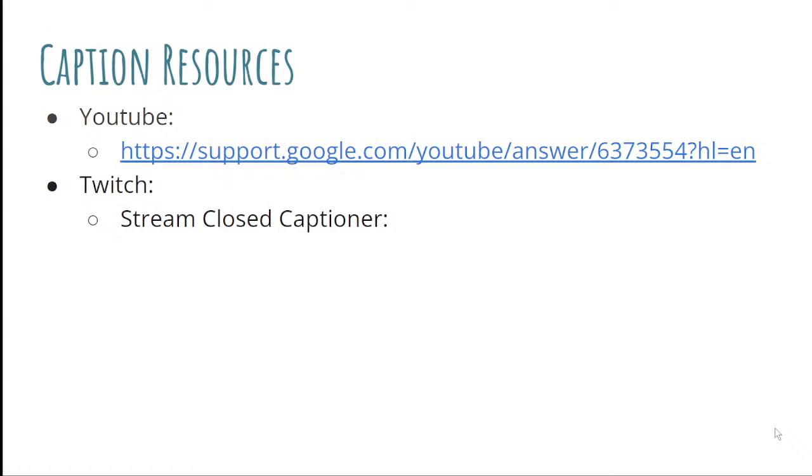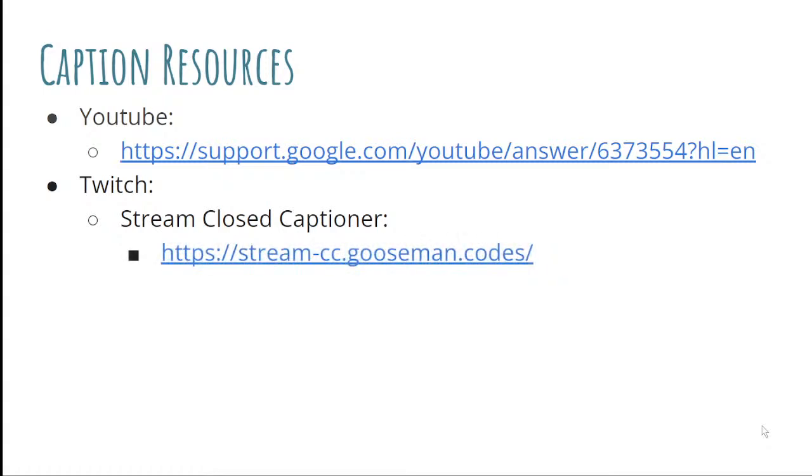I have two extensions that I really like. Stream Closed Captioner is probably the most popular one that I've seen the most people using. I really like this one because you can change the kind of font, the size, the color, and it's not changed for everyone. It's based on the individual viewer. So the viewer can change the captions to something that works for them, and every viewer can have a different experience on your stream.